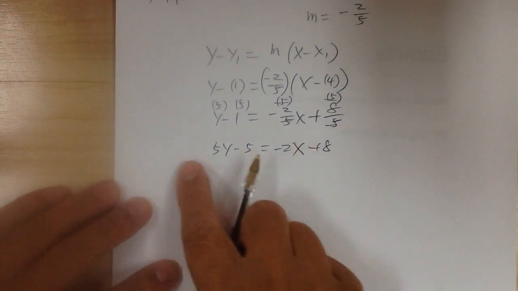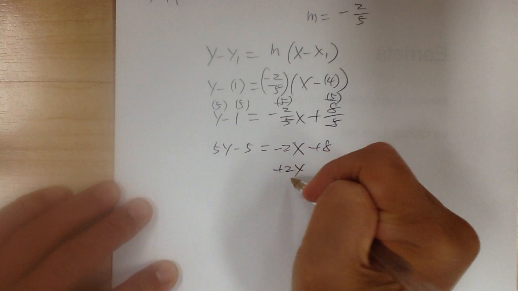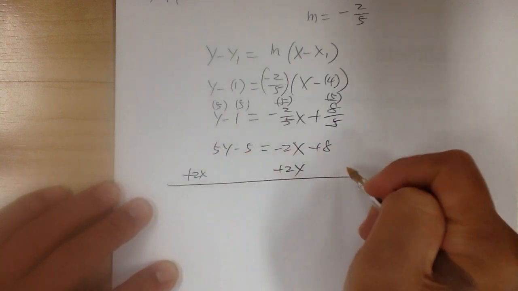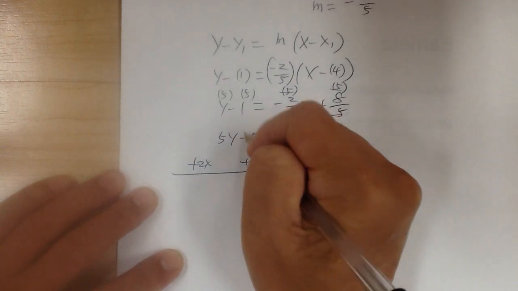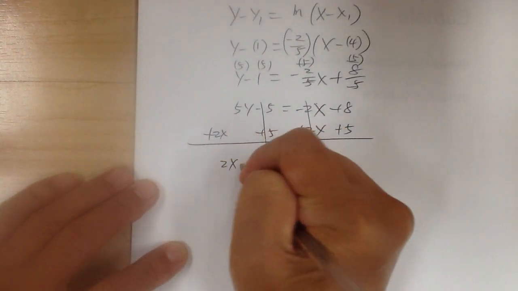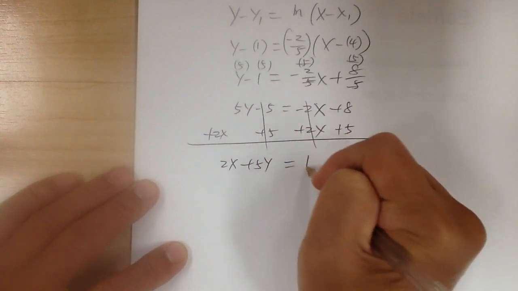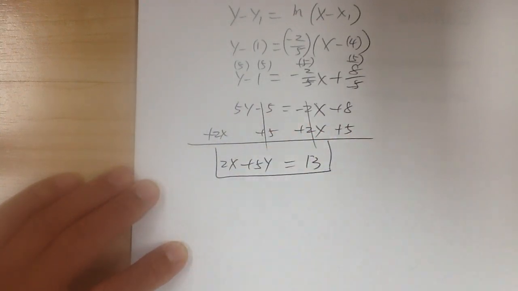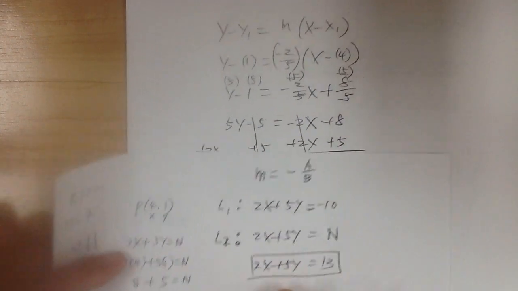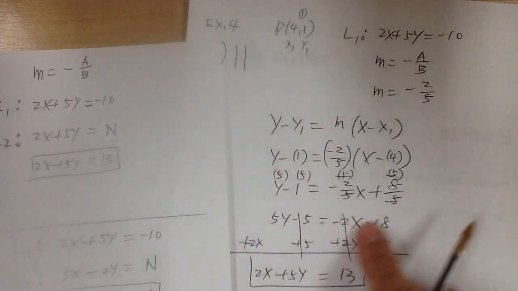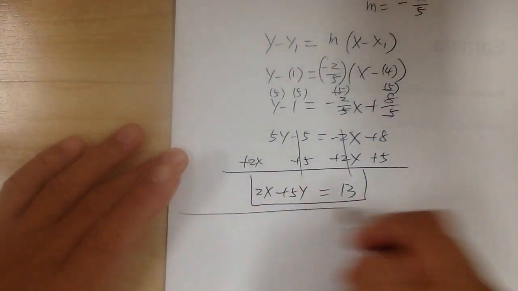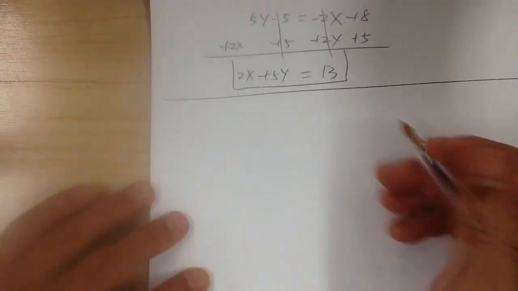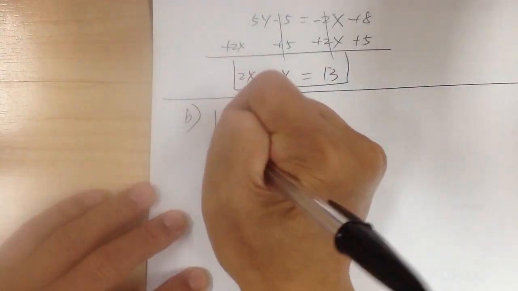Then you have to put it in standard form, so plus 2x, and this will cancel out, plus 5, and this will cancel out. So you get 2x plus 5y equal to 13. And that's what we have, right? But you see it's a lot of steps. Over here it's much quicker, much easier. Now let's do part B, the perpendicular.